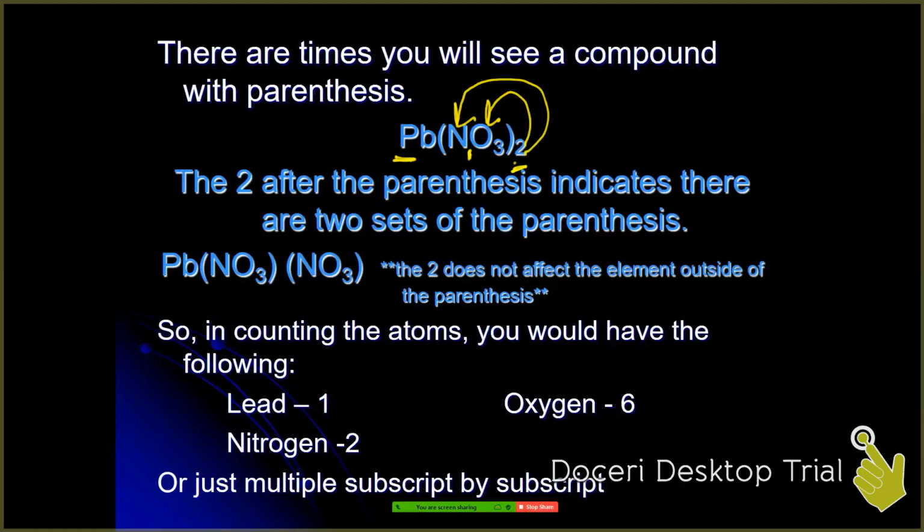So if you have a parentheses, you're going to do subscript times subscript. So once again, our lead is on the outside. It's not affected by that 2. So we only have 1 of those. Once I go inside the parentheses, I'm going to do subscript times subscript. Even though it's never written, we assume it's a 1. So 1 times 2 is where I get my 2 nitrogen. 3 times 2 is where I get my 6 hydrogen. Not too bad. We'll look at some more of those.